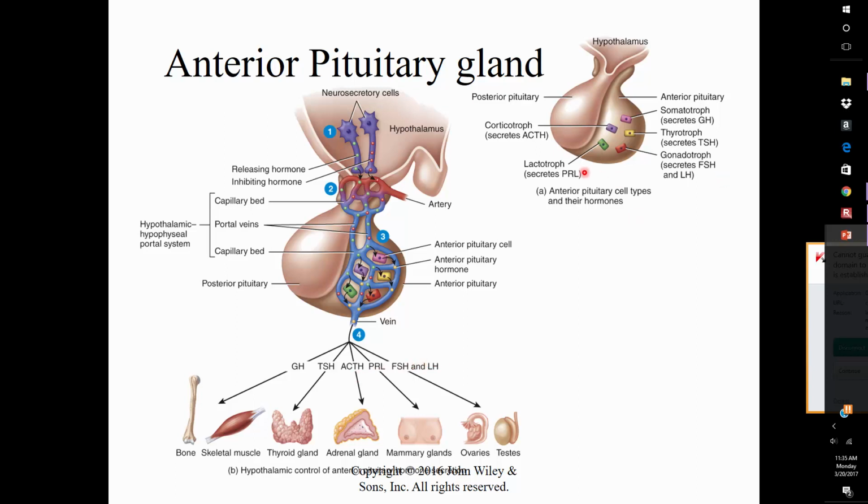Now, your textbook tells you all the names of these cells. So corticotrophs produce ACTH, and lactotrophs produce prolactin and that sort of thing. I don't really care so much that you know the names of the cells. I am much more interested in that you know there are cells that produce growth hormone, and there are cells that produce thyroid stimulating hormone, and there are cells that produce FSH and LH.